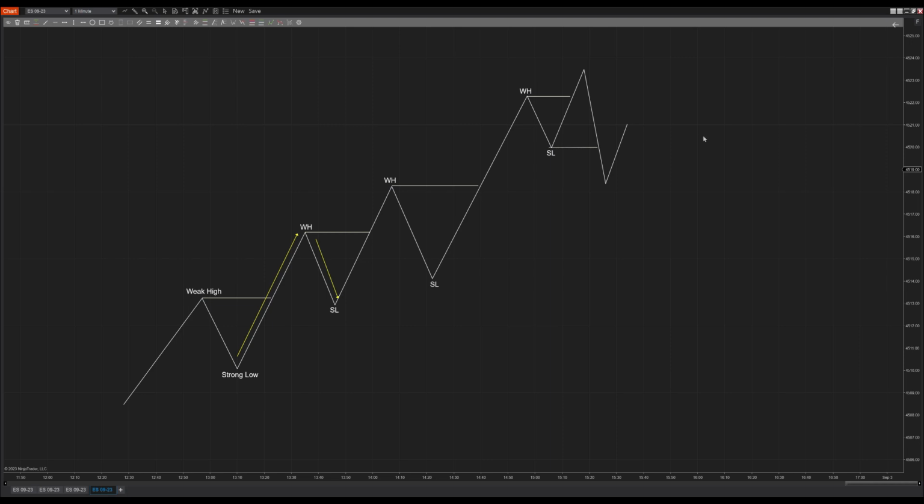Again, I don't want to get into an entire discussion, because we could be here for three hours. We're just going to call it a break of structure for our purposes here. So if we come down here, now I've got a second break of structure. What's happening now is this becomes the strong high. This becomes the weak low, and the labeling reverses.